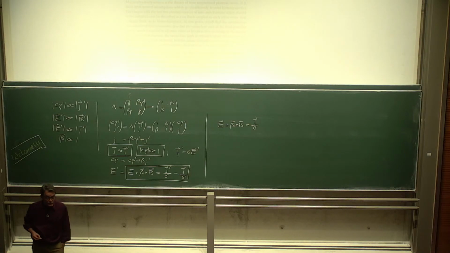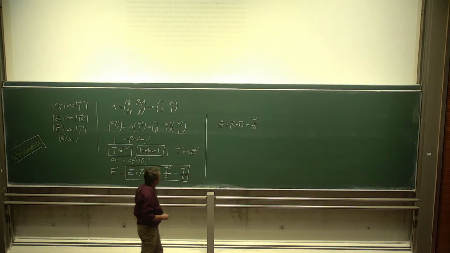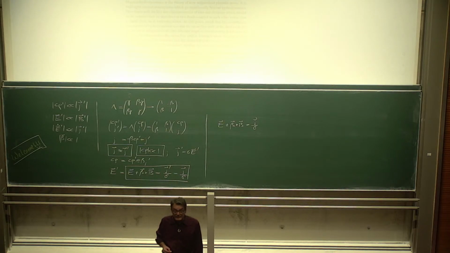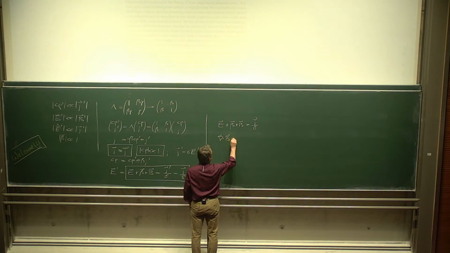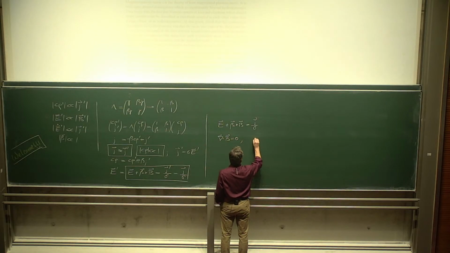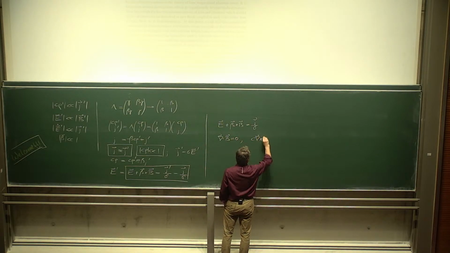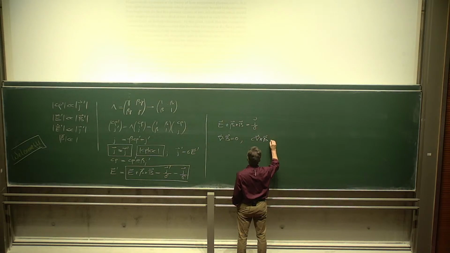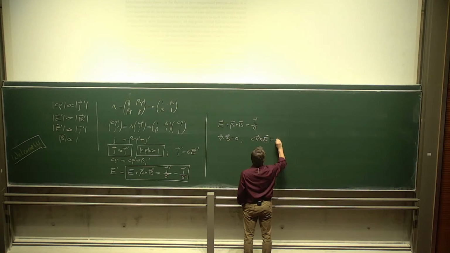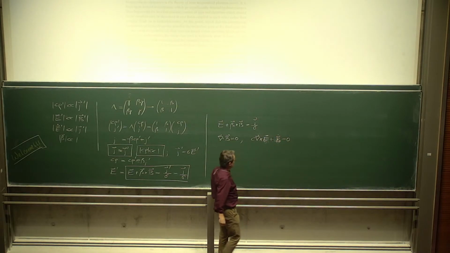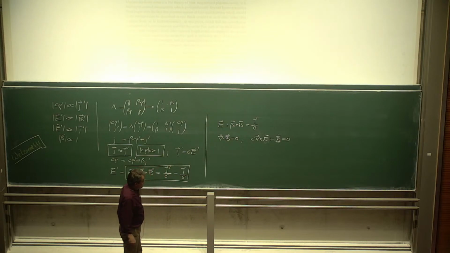But now we have to use, of course, Maxwell's equations. The only one that we ignore is going to be divergence of E equals 4 pi rho, because we don't care about the electric field. All right, so we have divergence of B equals 0. We have c times the curl of E plus B dot equals 0.